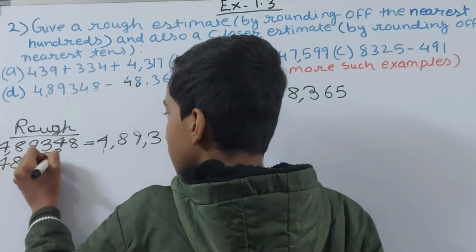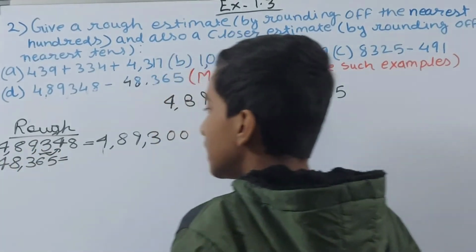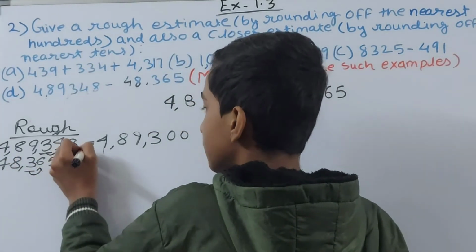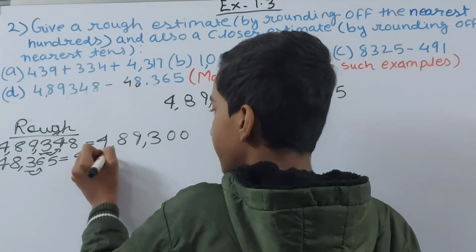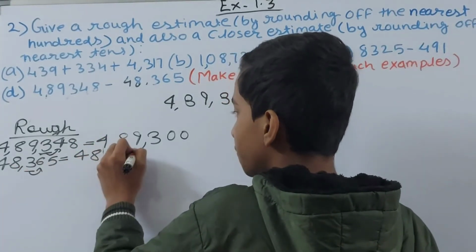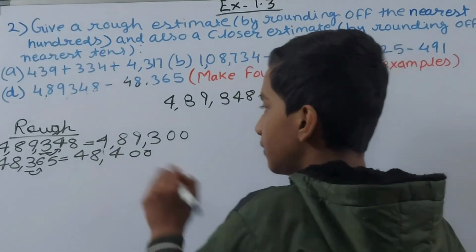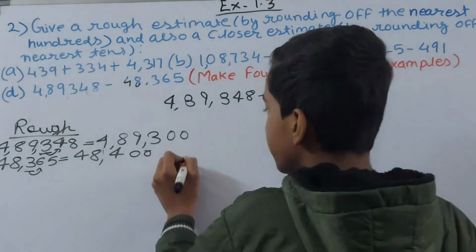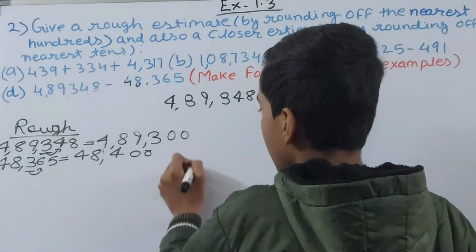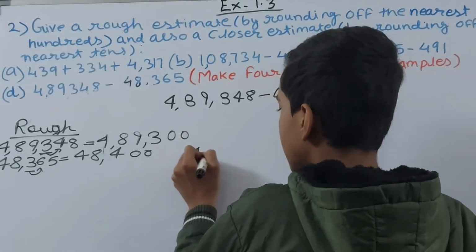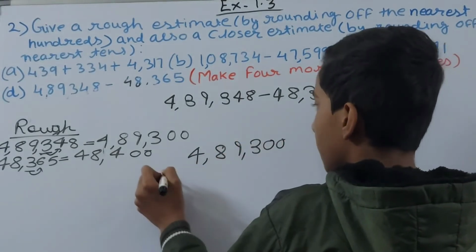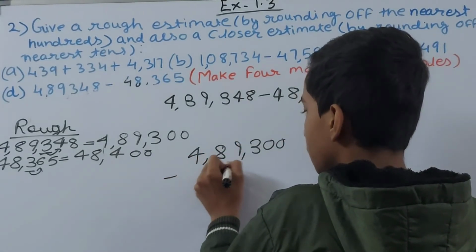Now next number is 48,365. Now see, in this we are having 3 at hundreds place, but we are having 6 at tens place. So we will add 1 to this 3. So 3 plus 1 is 4, and 6 and 5 will both turn to 0. Now we have this. Now we will subtract them. So we have 4 lakh 89,300, this minus 48,400.